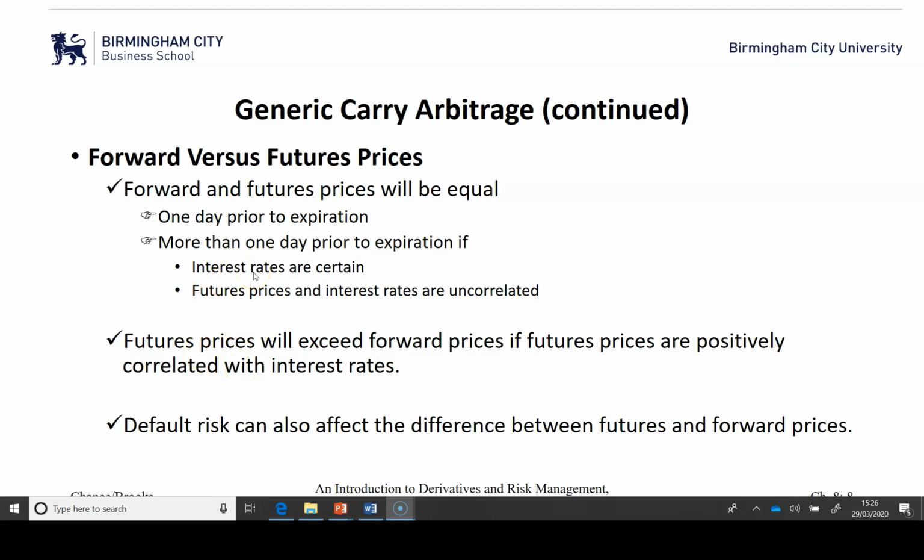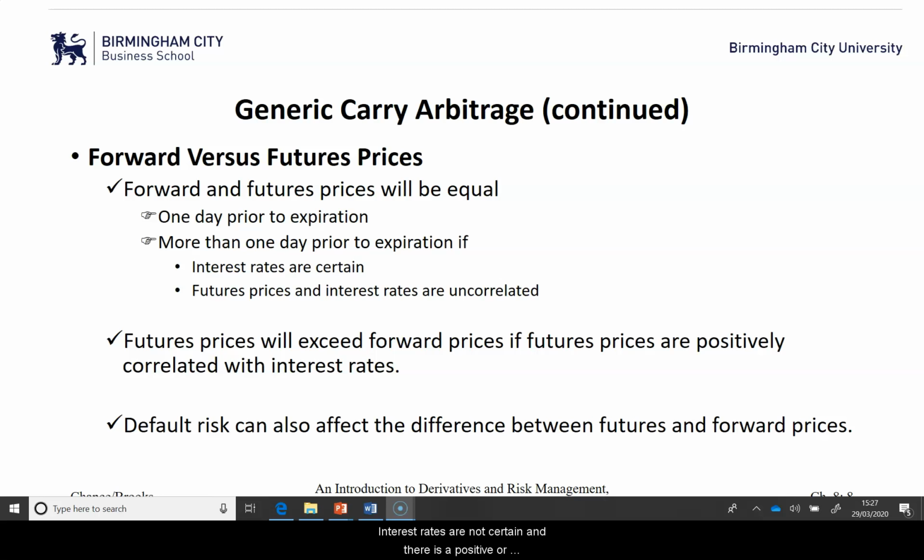At expiration, futures and forward prices will be equal. Recall the assumptions we made about forwards. Keeping those assumptions, forward and futures prices will be equal in the following cases also: 1 day prior to expiration, and 2 days prior to expiration or more than 1 day prior to expiration, provided interest rates on each day are known with certainty and there is no correlation between futures prices and interest rates.